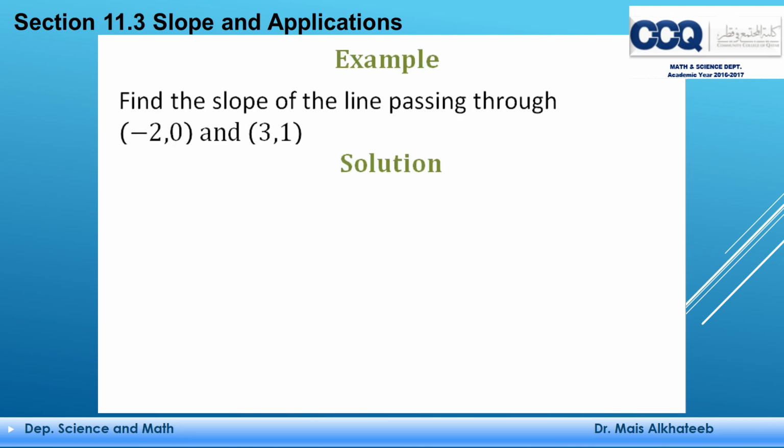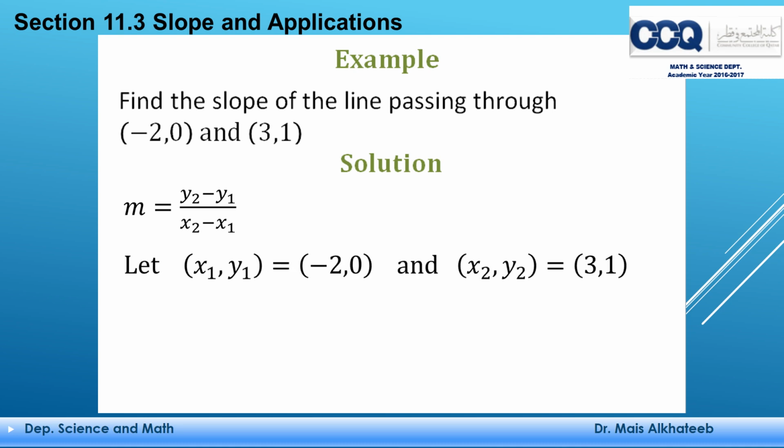Okay, next step. Find the slope of the line passing through minus 2, 0 and 3, 1. For the slope of this line, I name the first point x1 y1, which is minus 2, 0, and x2 y2 is the second point, 3, 1. The slope formula is y2 minus y1 over x2 minus x1. Now I substitute in the formula.